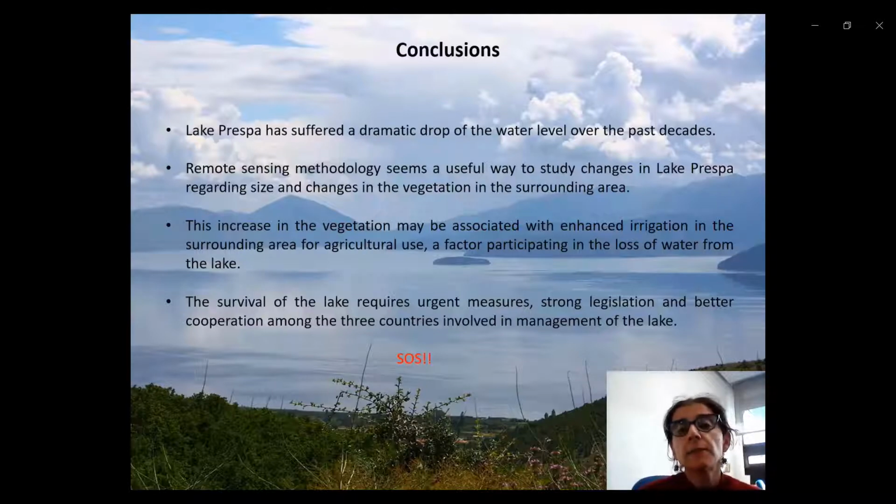And very importantly, the survival of the lake requires urgent measures, strong legislation at all levels, and much better cooperation among the three involved countries. This should not be regarded as a Macedonian problem. It should not be regarded even as a Balkan problem, but it is a European problem. So I would really like to stress this, that we need urgent measures in order to avoid the disappearance of this lake of great importance. So thank you very much.